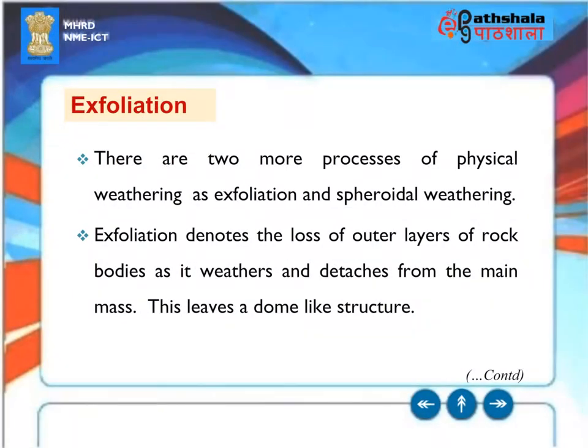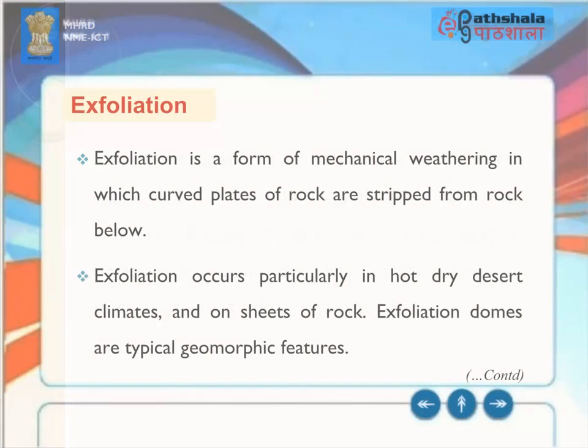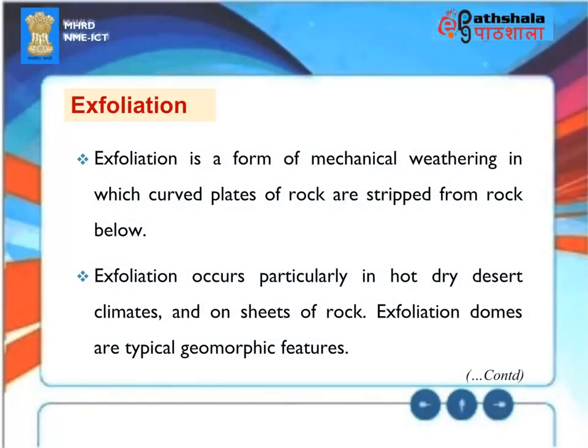Exfoliation. There are two more processes of physical weathering: exfoliation and spheroidal weathering. Exfoliation denotes the loss of outer layers of rock bodies as it weathers and detaches from the main mass. This leaves a dome-like structure. Exfoliation is a form of mechanical weathering in which curved plates of rock are stripped from rock below. Exfoliation occurs particularly in hot, dry desert climates and on sheets of rock. Exfoliation domes are typical geomorphic features.